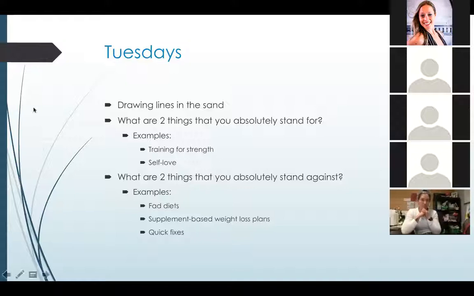Right, people finishing up here. That's good. You know what you stand for and against. Give everyone just another minute. Not everyone's finished.